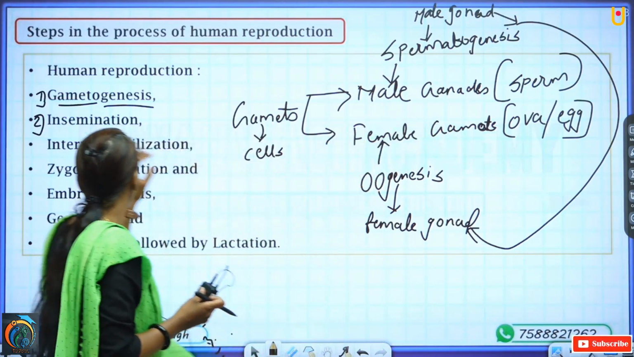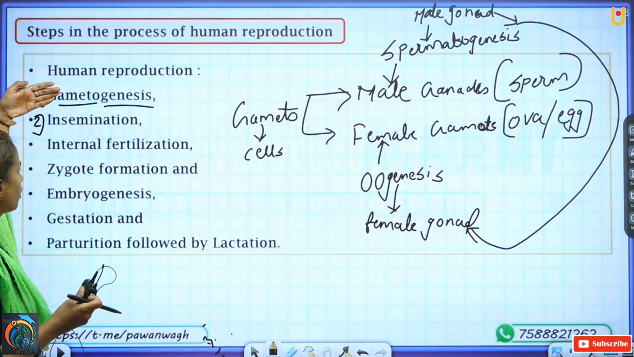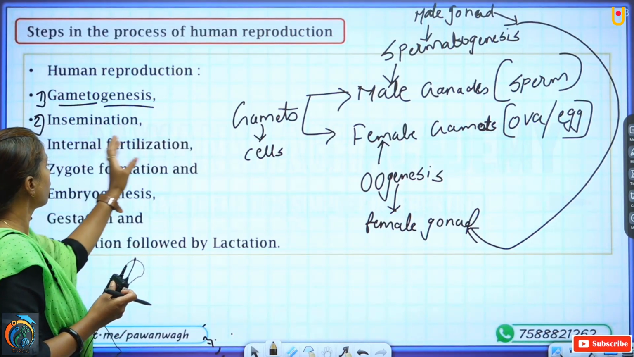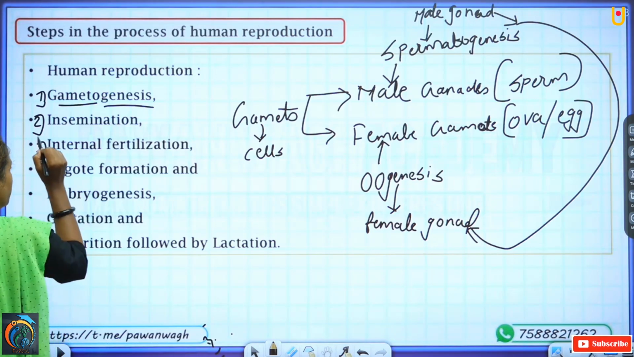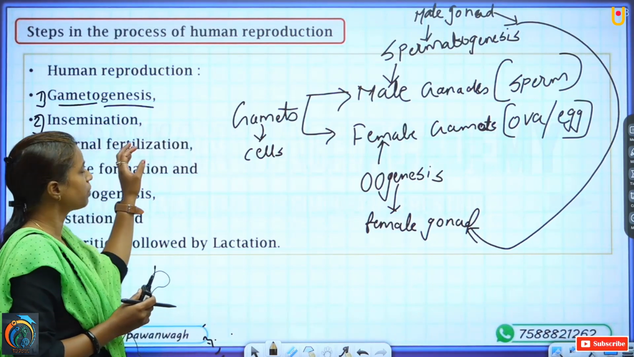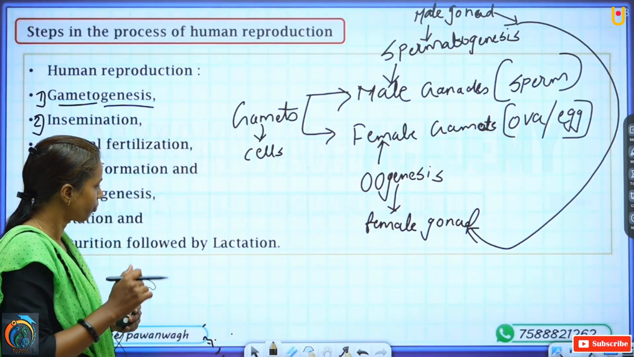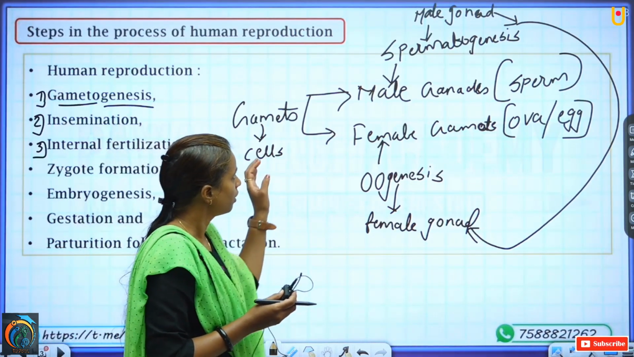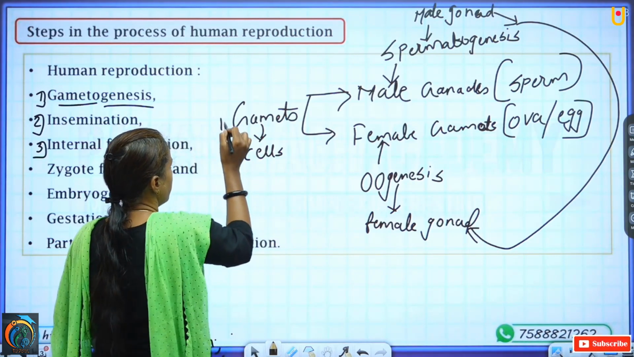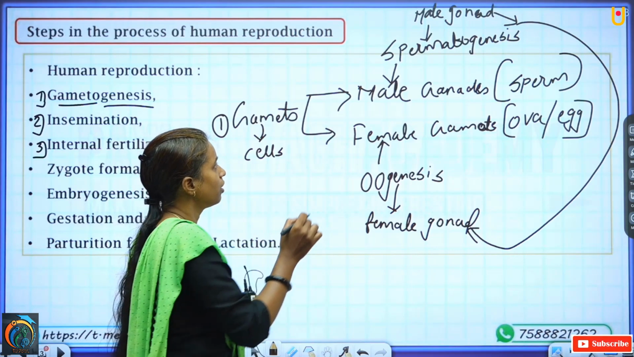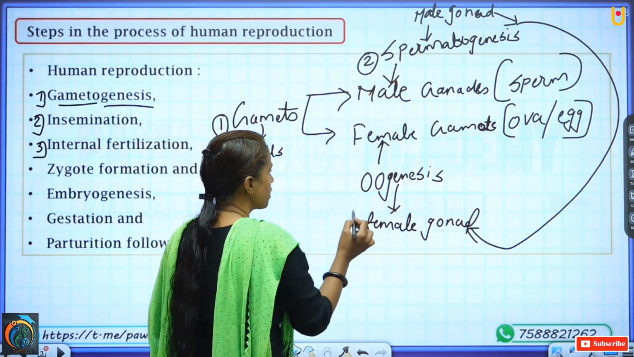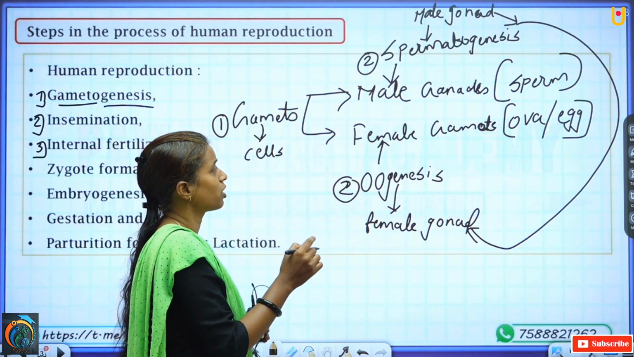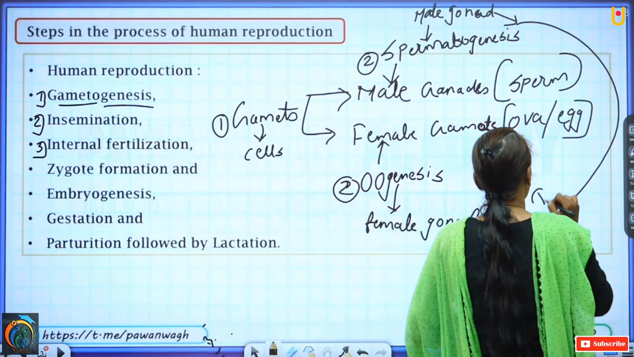Now after gametogenesis comes insemination, and after insemination what comes? Internal fertilization. The third process is internal fertilization. What happens in internal fertilization? First we saw the gametes, then spermatogenesis and oogenesis occur, and then comes insemination.